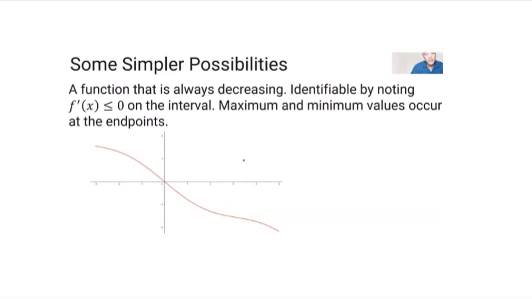So, some simpler possibilities. A function that is always decreasing. If it's always decreasing, it's identifiable by noting that the derivative would always be negative on the interval. Maximum and minimum values occur at the endpoints, like here and here. All right, if this is a closed interval, this would be an absolute or global maximum. This would be an absolute or global minimum. All right, pretty basic idea on that one.